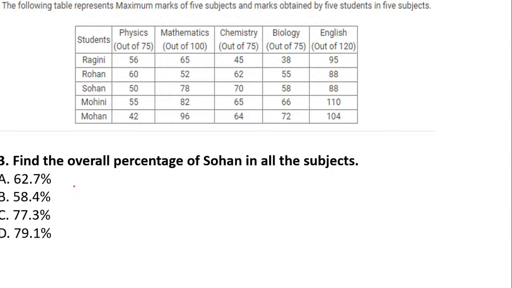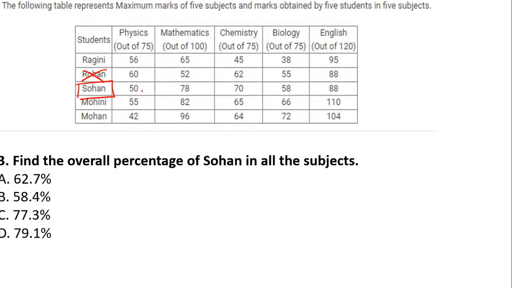Again, the same table is there. The following table represents maximum marks of 5 subjects and 5 students. You have to find out the overall percentage of Sohan. By mistake, don't calculate the value of Rohan. They are not asking Rohan, they are asking you Sohan only. So what is the percentage of Sohan?